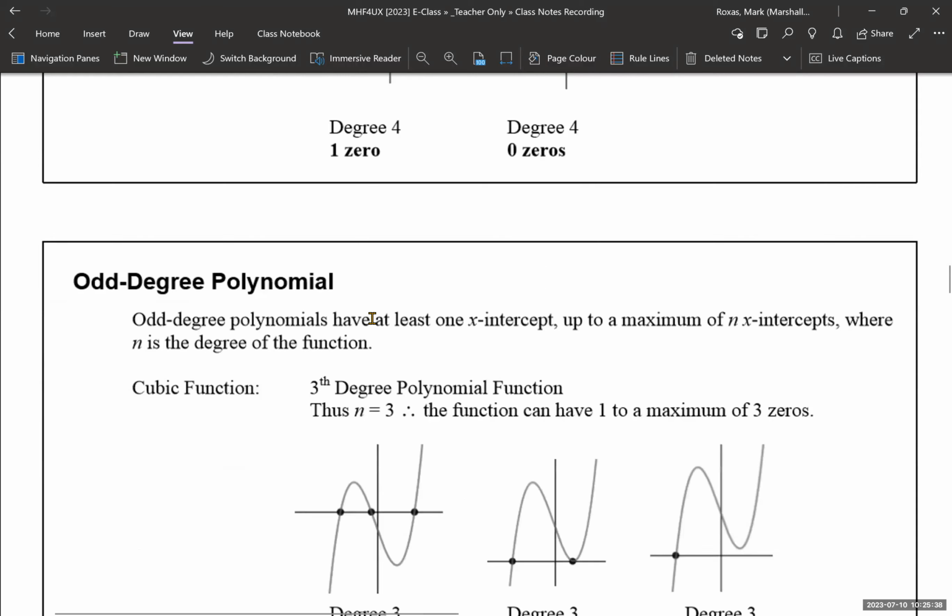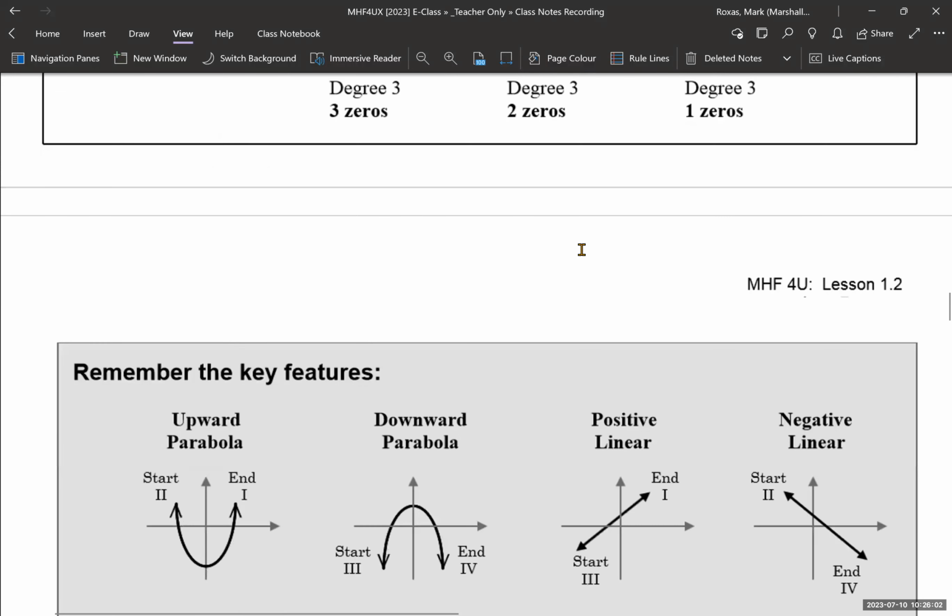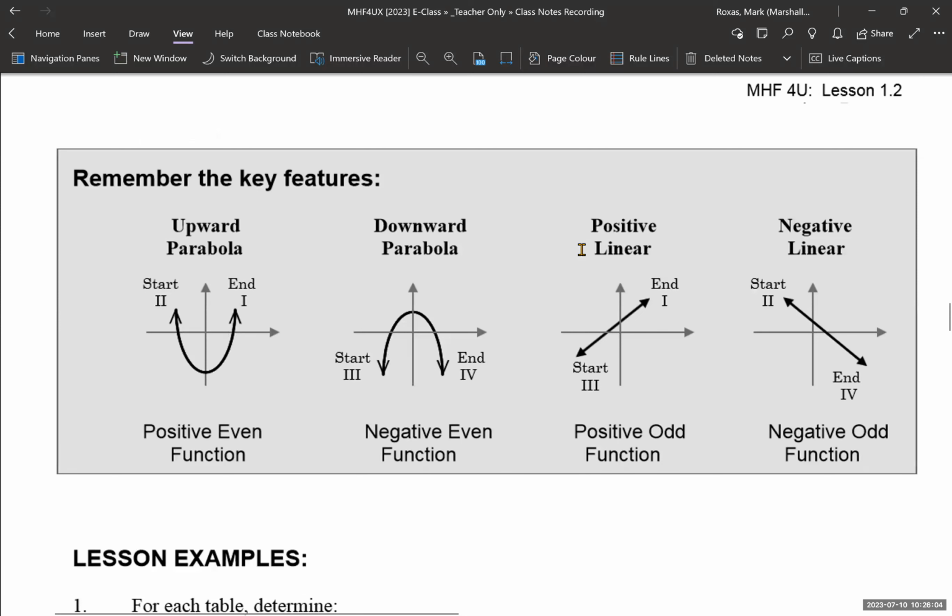All right. Odd degree polynomials. Odd degree polynomials have at least 1 x-intercept. It can't have 0. It has to have at least 1, up to a maximum of n x-intercepts, where n is the degree of the function. So for a cubic polynomial, 3 is an odd number, so it's an odd degree. You can have 3 zeros here, or it could have 2 zeros, or it could just have 1, but never none.